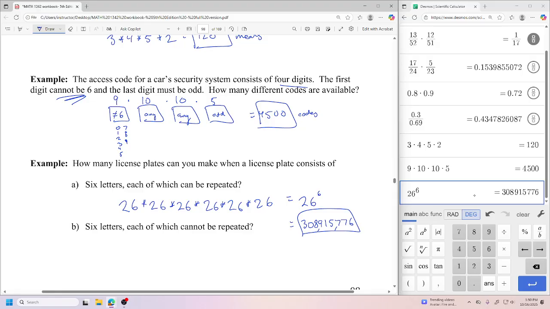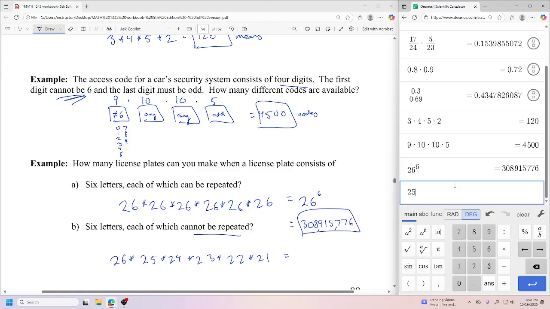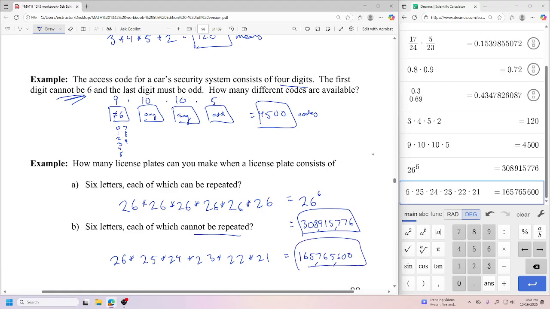Now it says 6 letters, each of which cannot be repeated. So we start with 26 letters, and you pick A. So then how many letters do you have left over now? 25, and then 24, and then 23, all the way down. There's not a great way to do this one other than just doing it. So here we go. 26 times 25 times 24 times 23 times 22 times 21. Whew. Still a lot. Awesome. There you go.